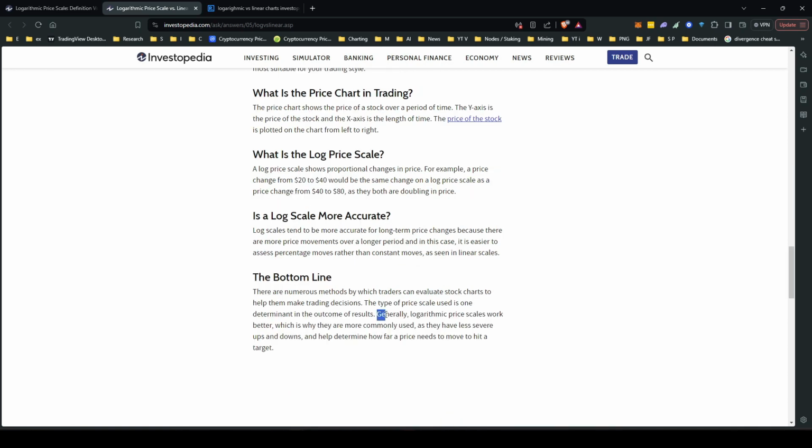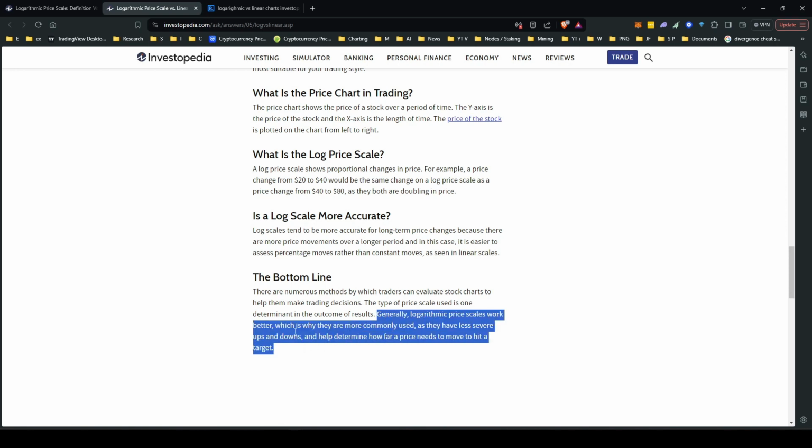So now that we've covered both logarithmic and regular linear charts, let's go ahead and look at Bitcoin using the linear chart.